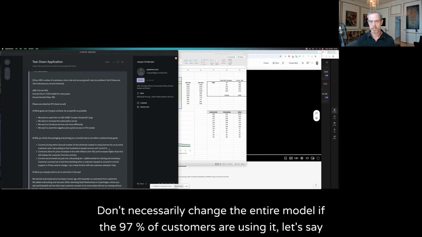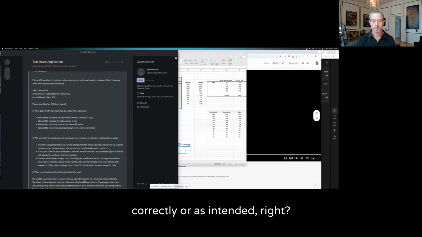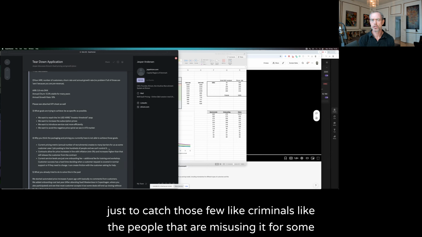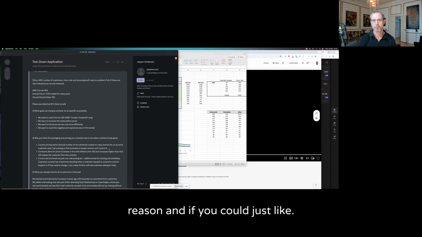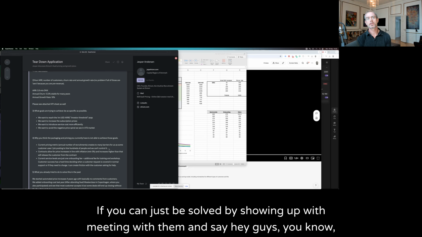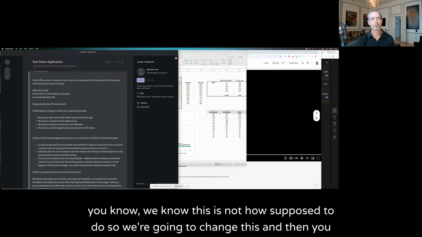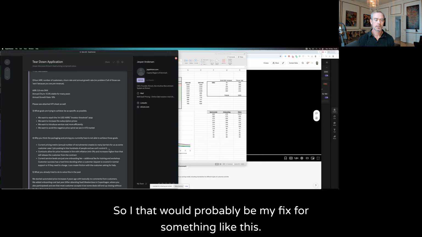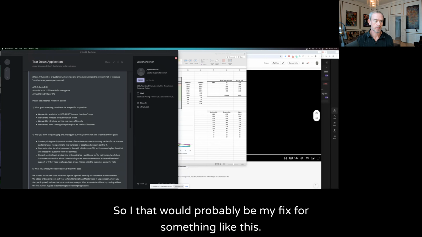You don't necessarily change the entire model if 97% of customers are using it correctly or as intended, right? Because you can very quickly over-engineer a model and create too much complexity in it just to catch those few criminals, the people that are misusing it for some reason. And if it can just be solved by showing up to a meeting with them and saying, hey guys, we know this is not how it's supposed to be done, so we're going to change this, and you can get them to comply, then that's fine, right? So that would probably be my fix for something like this.